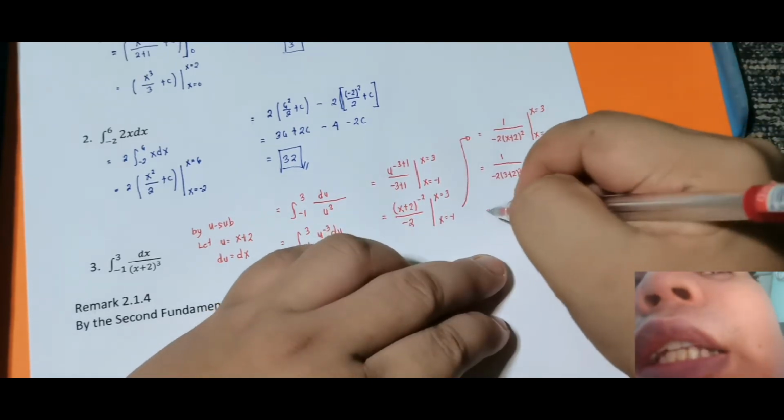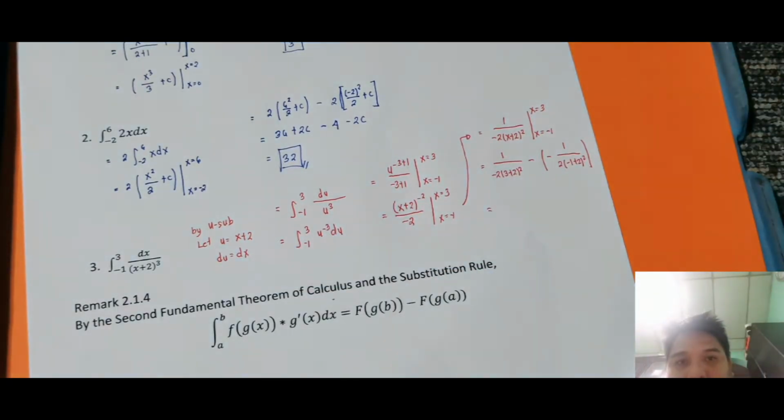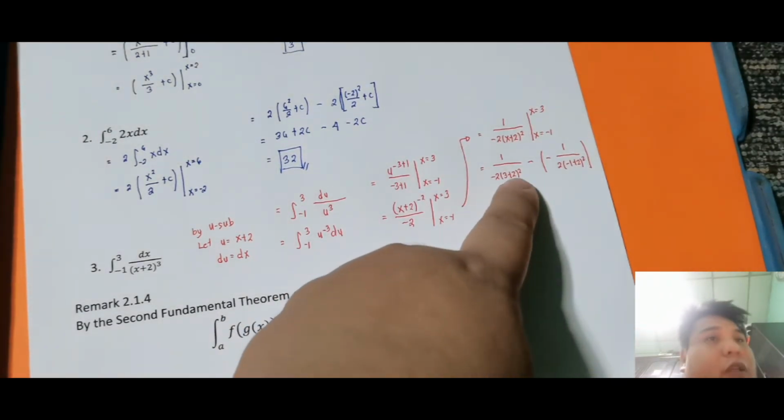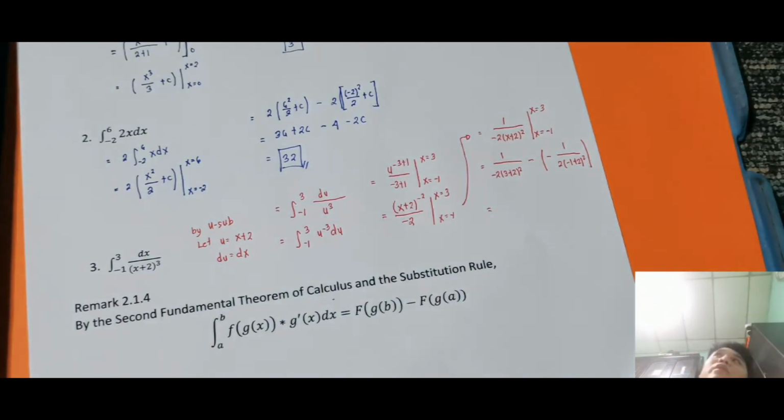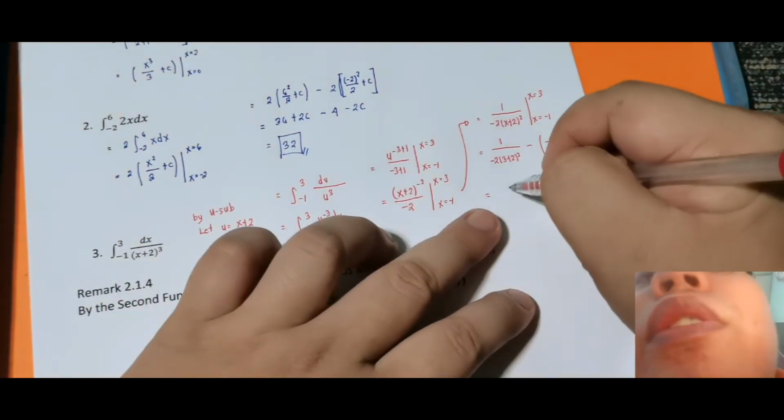Okay, so complete lang natin. So upon computation, this is negative. So that is 5 squared, 25. So negative 1 over 50. So negative 1 over 50 dito.